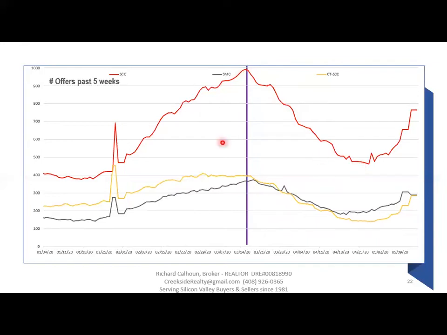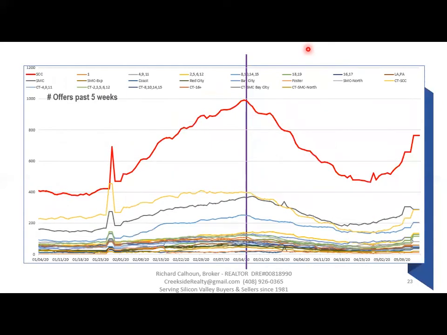But now what you have to remember is this trend was continuing to go up. So it probably would be up around 1,200 or 1,300. So now you really have about a third, a little bit more, maybe 40%, probably more accurately, of the number of offers accepted. Here's the number of offers for all the different micro market areas.